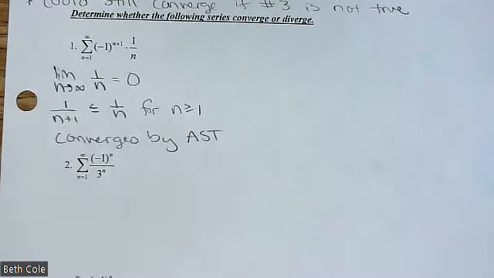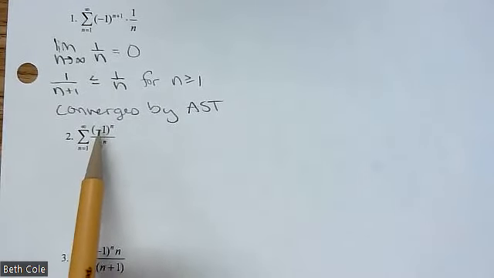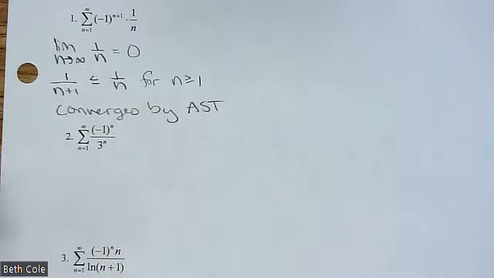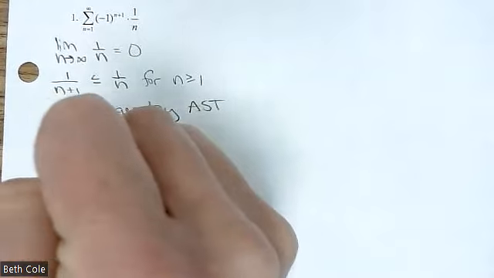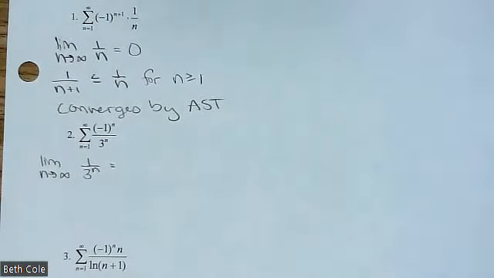Let's try it again. Do you see how the series is alternating? You have that -1. Okay, so we've established that it's alternating. Now we're going to do our limit as n goes to infinity, 1 over 3 to the n. Again, just leave off the alternating part.